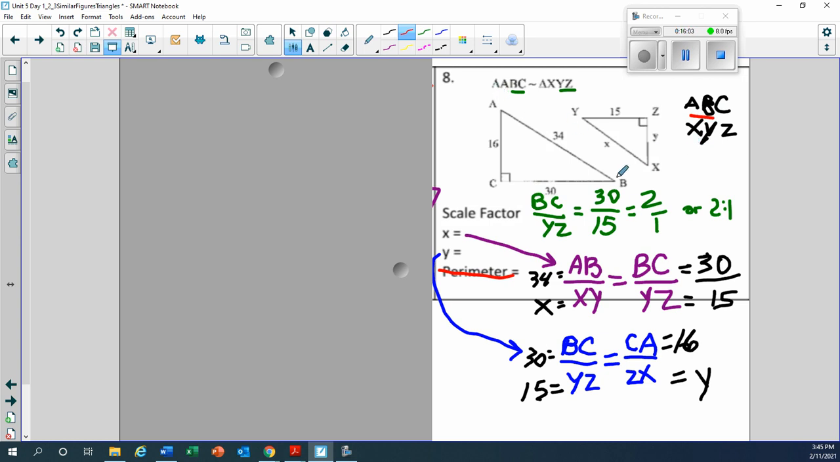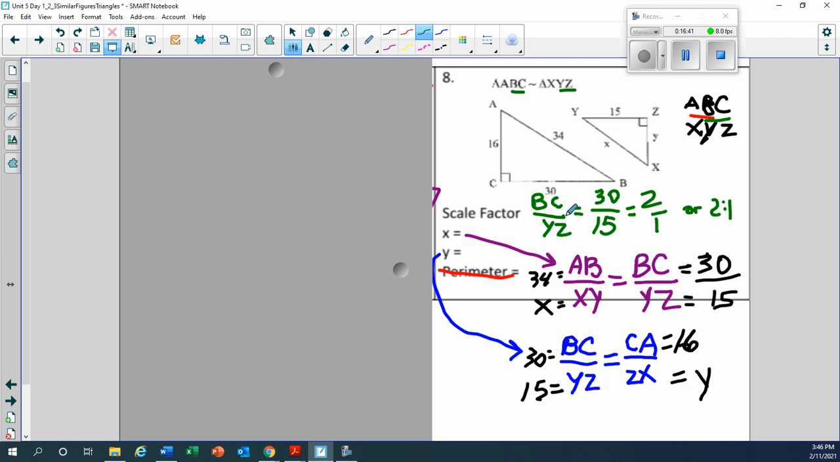Now, AB we see is 34. XY we don't know yet, so we're going to have to leave that alone. Then we see BC 30, YZ 15. Here we go. We can use these two sides because the corresponding sides both have a number. If it has a variable, you can't do it. You need to get the scale factor from the fact that both corresponding sides must have a value. That's the only way you're going to do it.